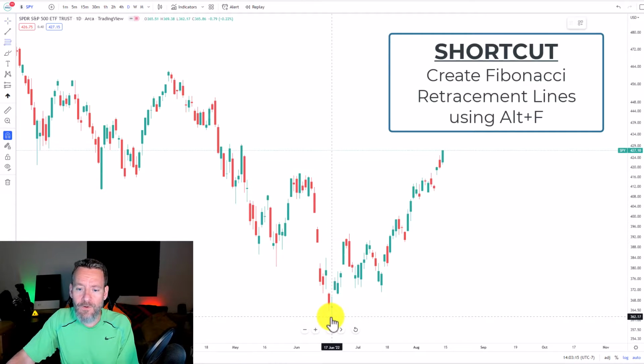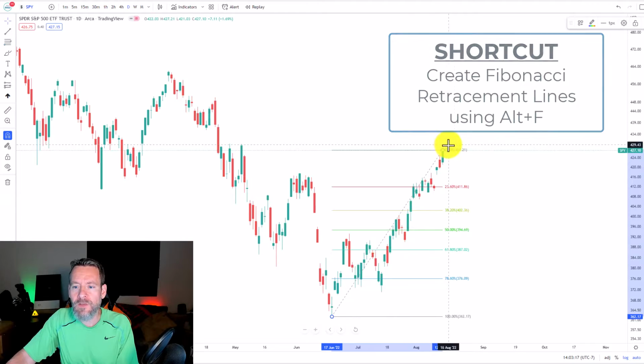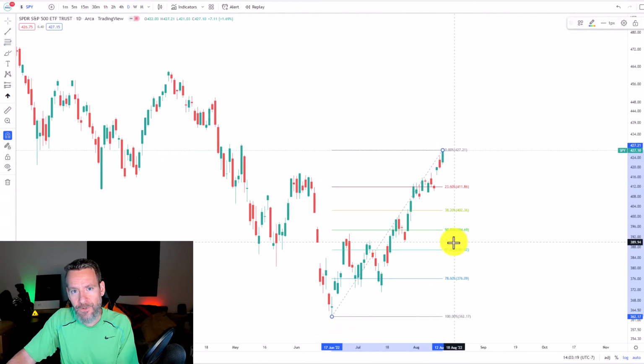If you hit Alt-F and go to the bottom of a move and draw to the top of the move, it will draw the Fibonacci retracement lines for you. And you can see, just by looking at the price action in SPY, that there are a lot of key price action movements around these key retracement line points.